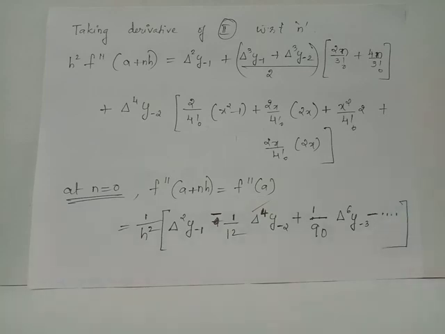This formula is applicable whenever we consider the special case n equals 0 and we have to evaluate the second derivative of Stirling's formula at the particular case n equals 0.